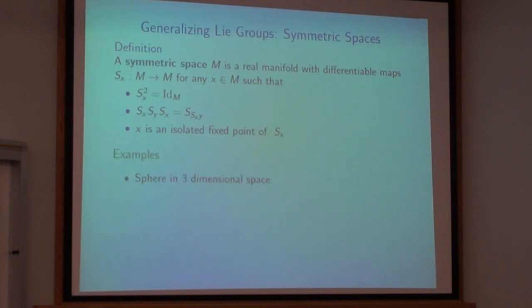So it's a nice example, easily visualized. A sphere in a three-dimensional space is a symmetric space. You just consider, I guess, symmetries around the planes through the origin. What's interesting about this example is that it is not a Lie group. So there are symmetric spaces of the non-group type.